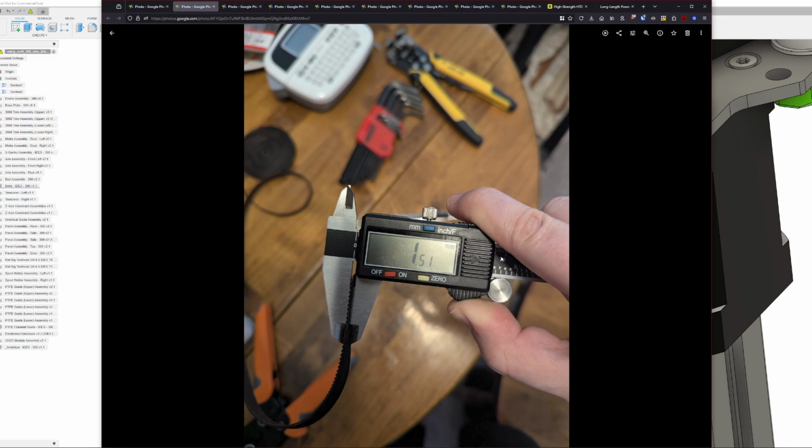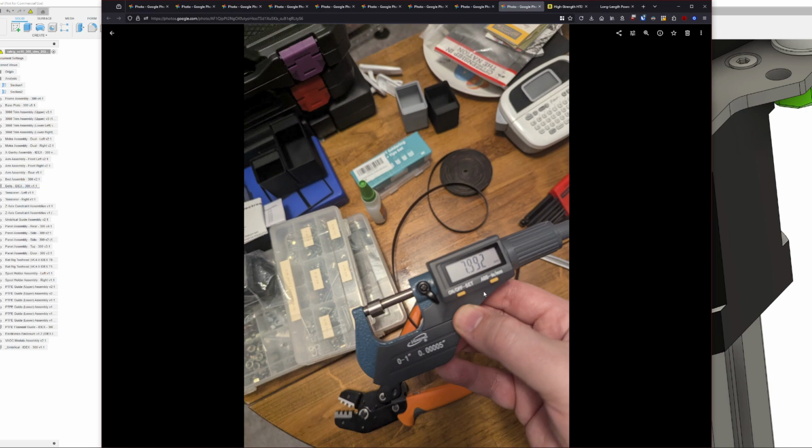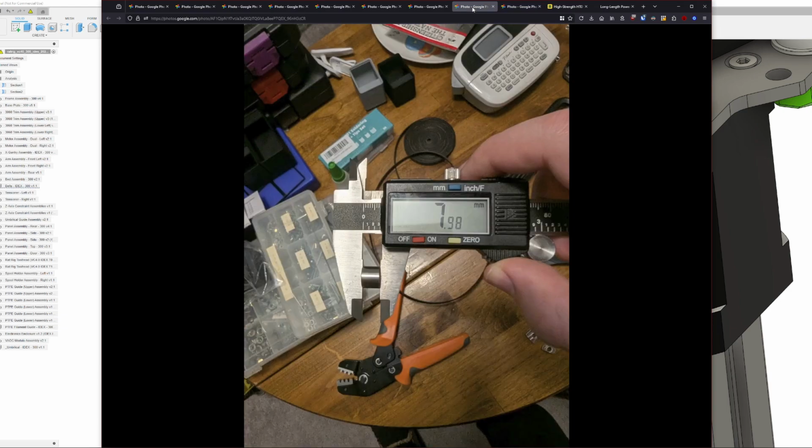Now I realize this is kind of a cheap caliper, but the caliper has been fairly accurate. This is an 8 millimeter spacer at 7.98, and I've checked it with another micrometer, which reads 7.992. So I know this is fairly accurate all the way down to this last digit, plus or minus one of this last digit, which is kind of what I've always assumed for accuracy on this, plus or minus 0.01.